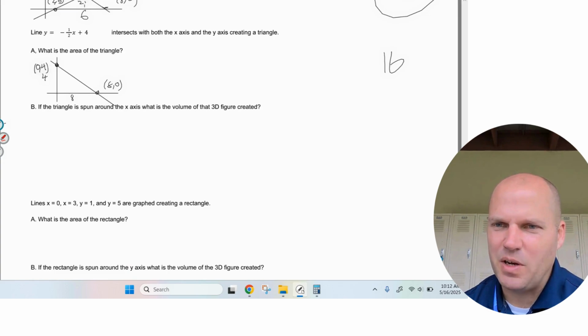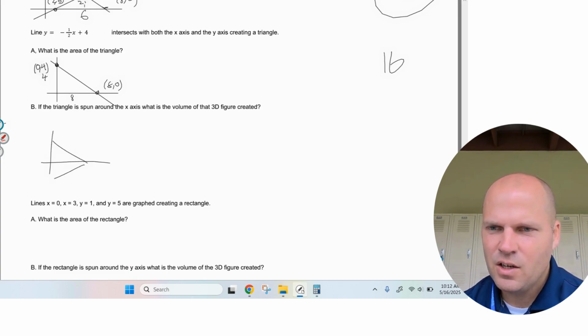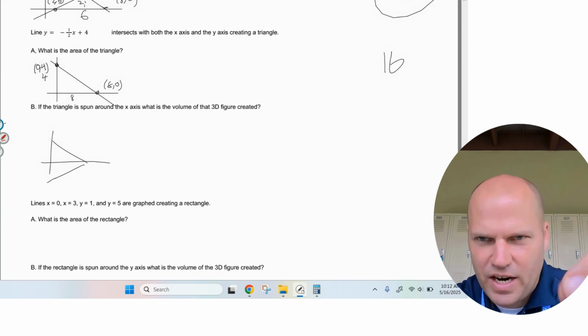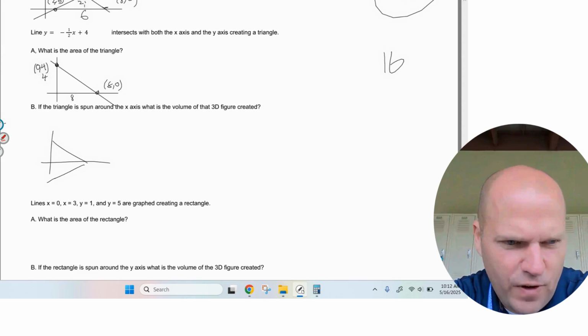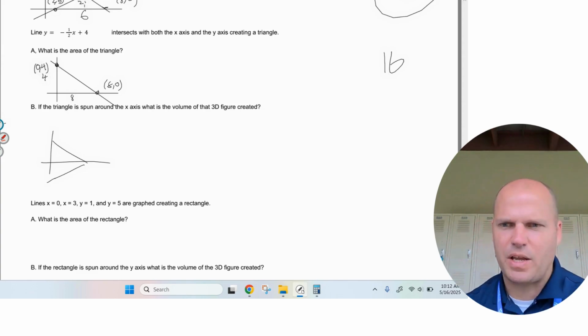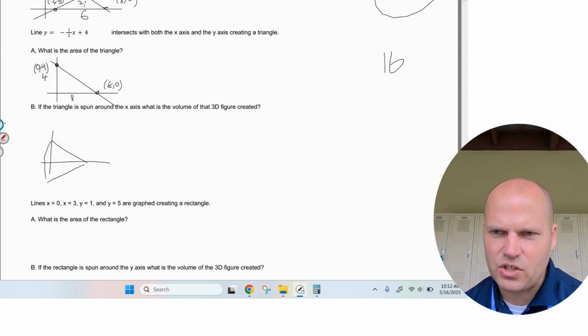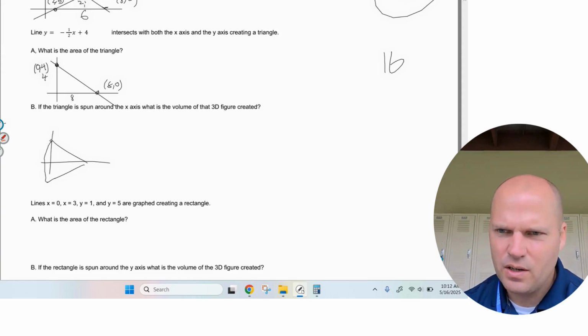If the triangle is spun around the x-axis. What a great question, guys. What do we notice? Well, if we spin this around the x-axis, twist your fingers for the x-axis to spin, we realize we got this circle that shows up here. And we have a cone.